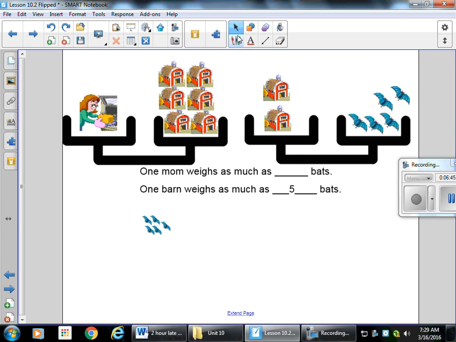Take a look here. With your pencil, you could easily just go, this is worth 5. This is worth 5 bats. This is worth 5 bats. This is worth 5. This one's worth 5, and this one's worth 5. Add them up. 5 times 6 is 30.